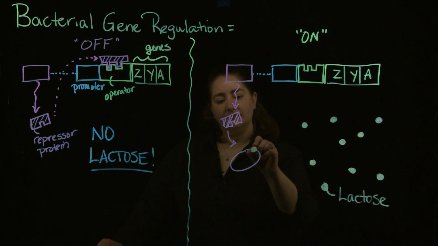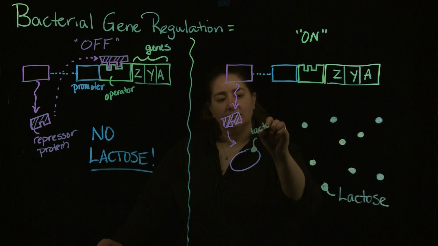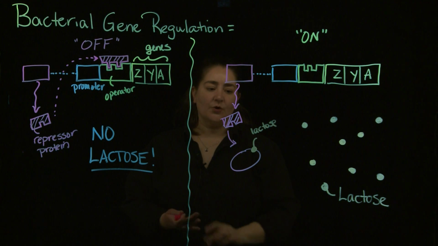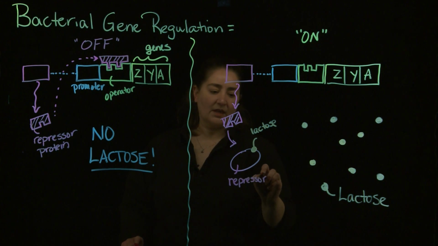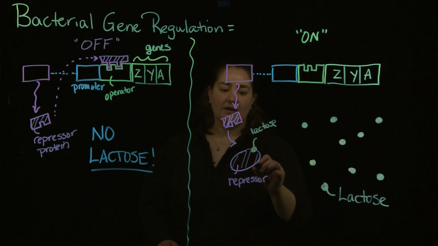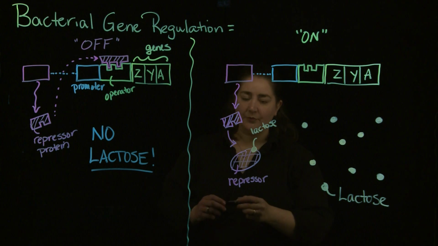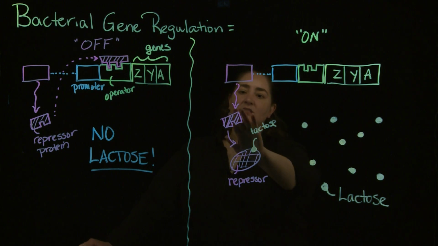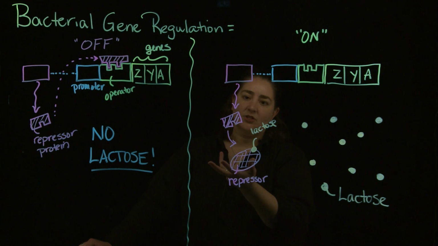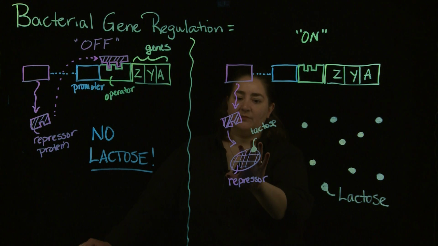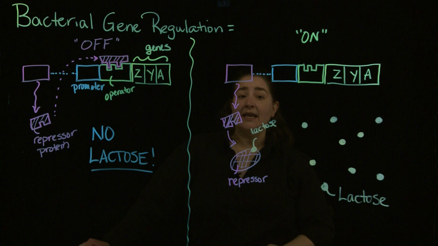Lactose can bind to our repressor. And if you notice now, I've kind of changed the shape on the repressor. What happens when lactose binds to that repressor protein? It results in a conformational change in the protein. It changes shape, all right? That repressor now doesn't have our little bits that can sit down on the operator region in our lac operon.